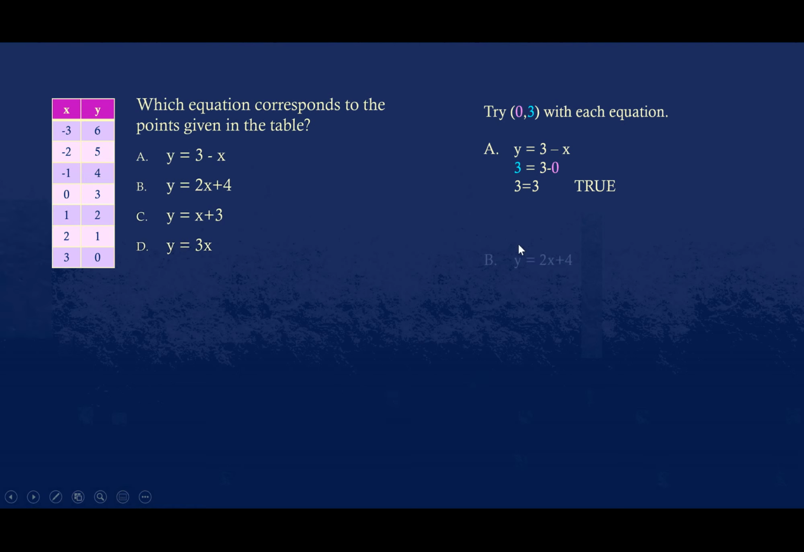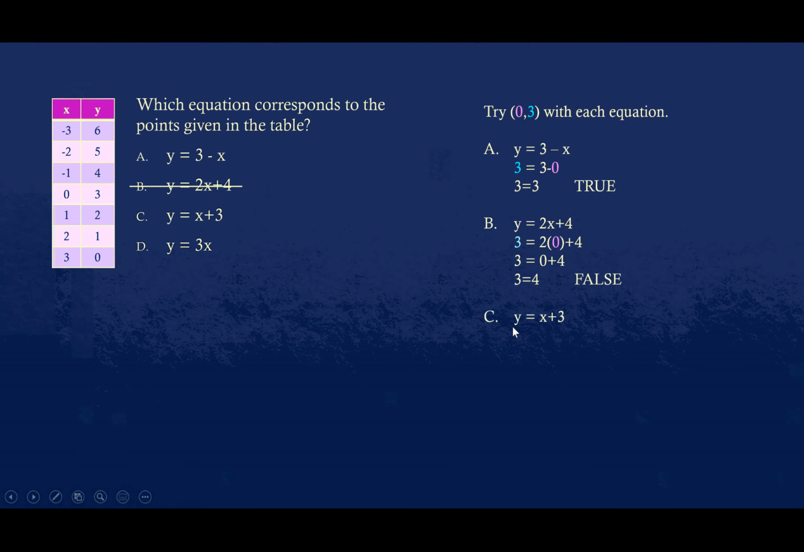So let's keep going. B, y equals 2x plus 4. Again, we replace the y with 3, we replace the x with 0, and simplify. 2 times 0 is 0. 0 plus 4 is 4. So we get a resulting statement, 3 equals 4, which is false. So we can eliminate B from our possible answers.